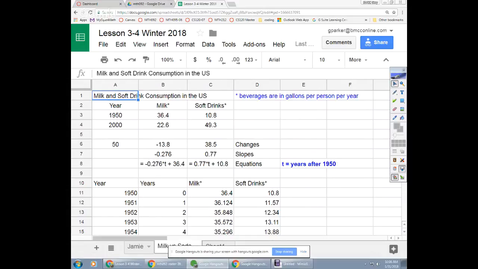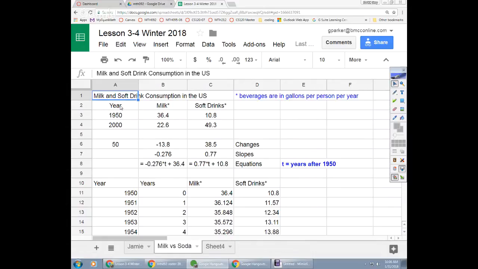So here is my spreadsheet, and yours doesn't have to look exactly like mine. Sometimes I get a little too detailed, but I want to be able to look at it later and understand what I was doing, or have someone else look at it and know what I was doing. So here I just put a title at the top, and sometimes that title could be the name of the file up here. I also changed the name from sheet 2 down below here to milk versus soda.